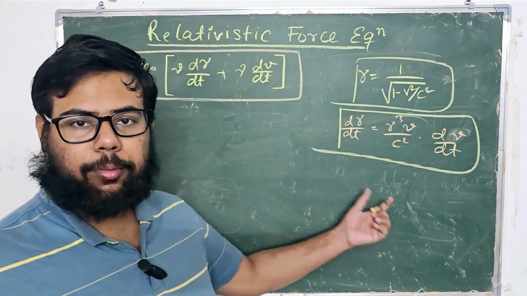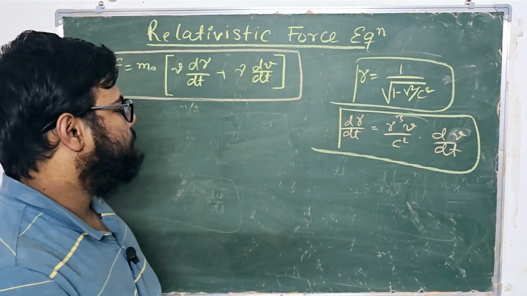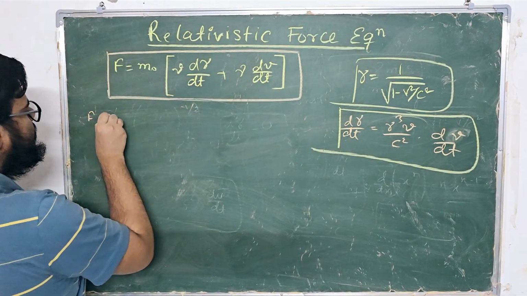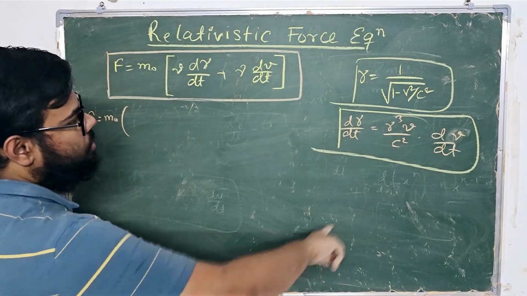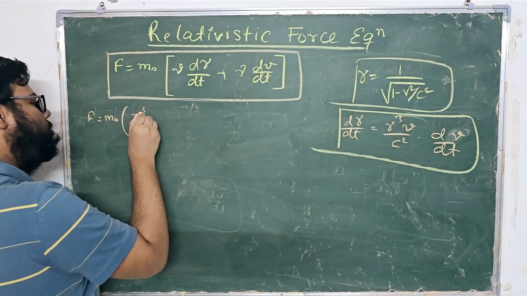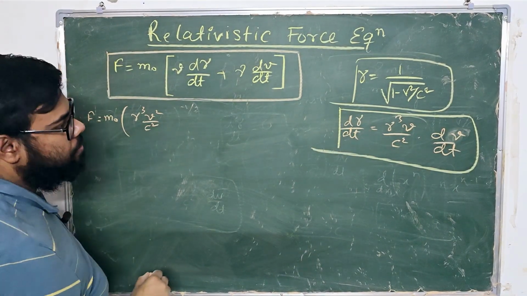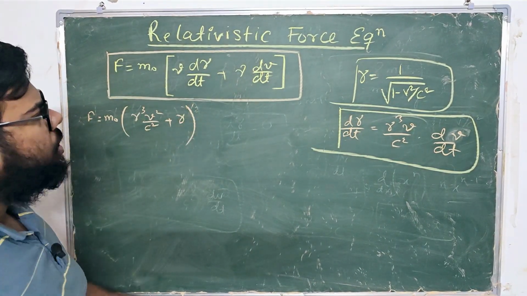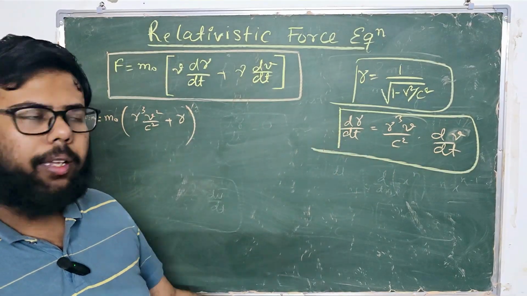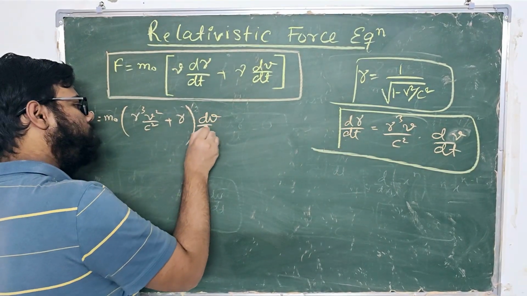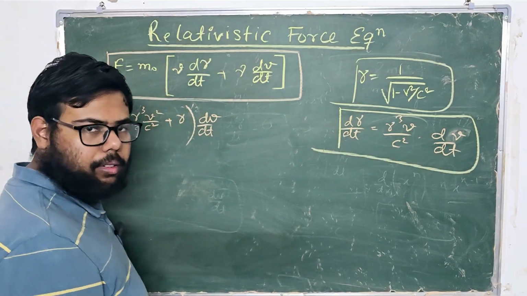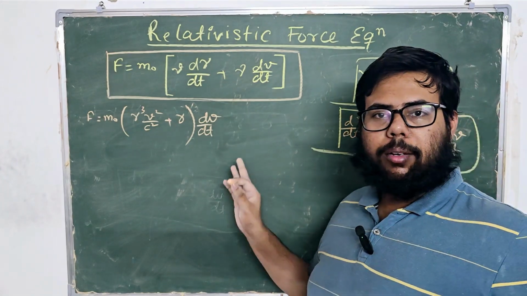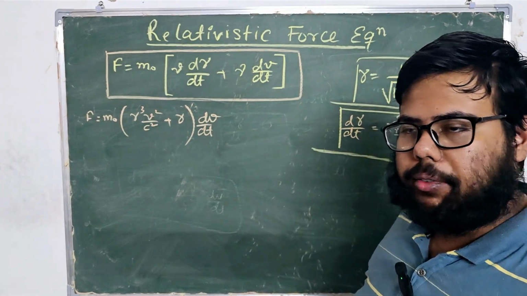Yeah, we had got this expression previously, right? Okay, so now let's substitute it over here. What you will get? You will get F is m naught times the quantity v times gamma cube times v square by c square plus gamma dv by dt, which can be taken as common. Of course, this is now for linear motion I'm talking about, or non-uniform circular motion over here, right?